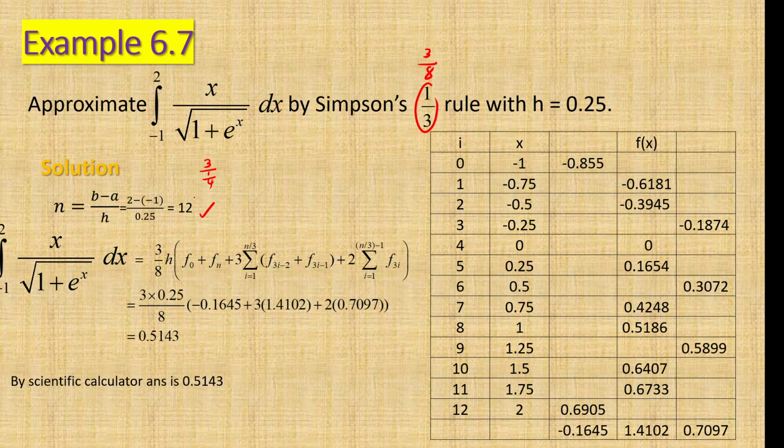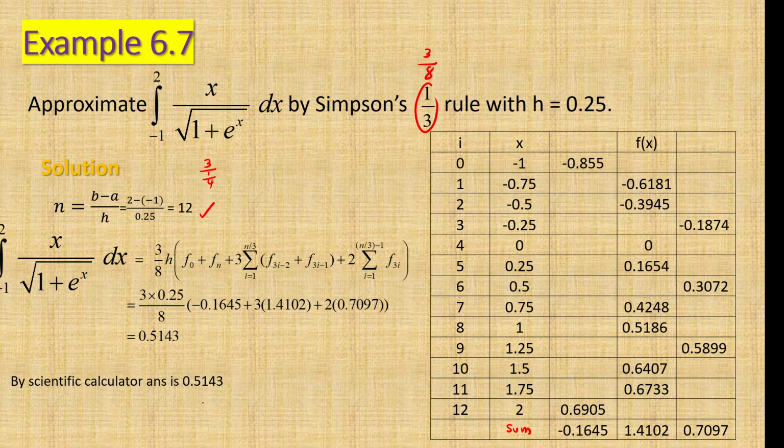Okay, so 12 is an even number, then you can solve it using Simpson one-third. And 12 is also a multiple of 3, hence you can also solve it using Simpson 3 over 8 rule. And it can always be solved using the trapezoidal rule. So you tabulate the function, put into the Simpson 3 over 8 rule. This is the sum here, then you put it accordingly into the formula, and you will get this answer.